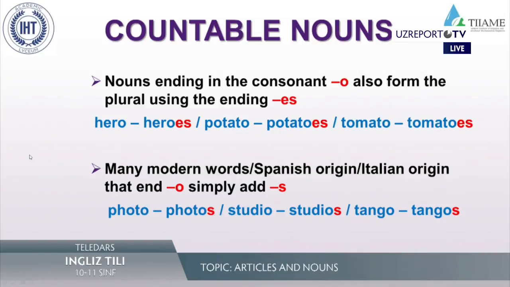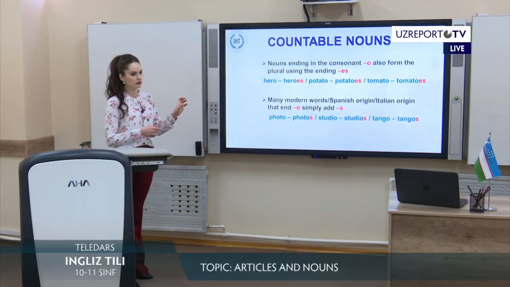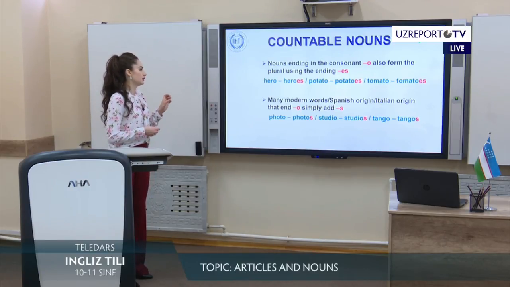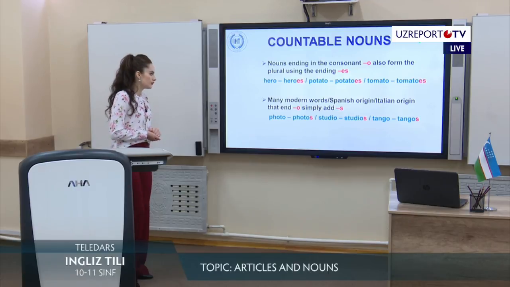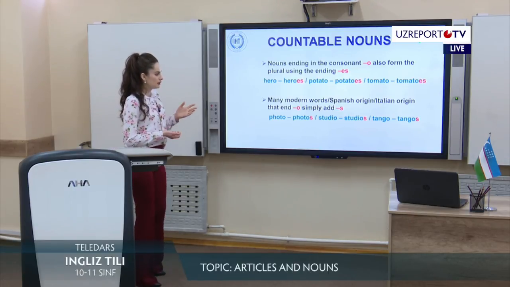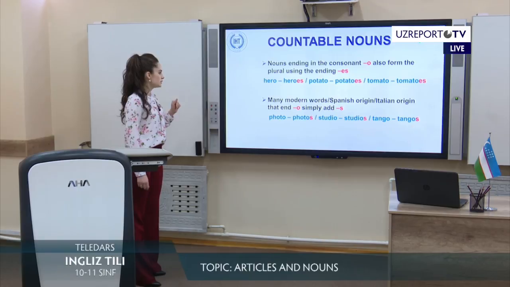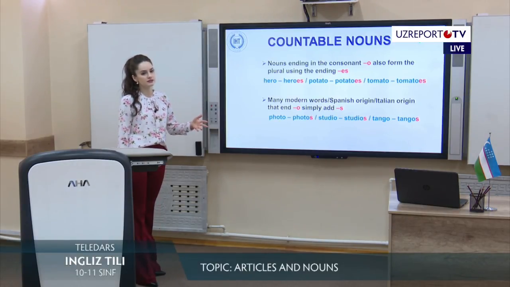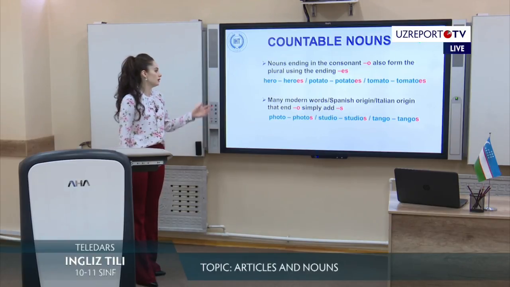Next one is nouns ending in a consonant plus o, which also form the plural using the ending es. So, hero, it will be heroes, es again. Pay attention, the ending o needs es in the plural form. Potato, potatoes. Tomato, tomatoes. Next one is modern words like photographs and photos.